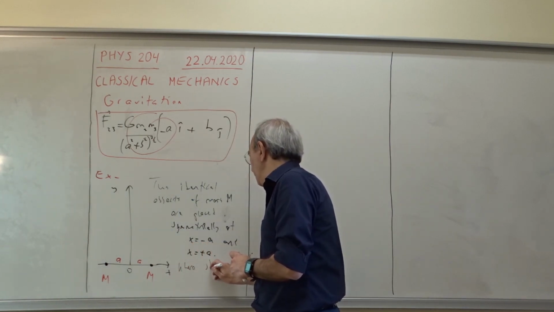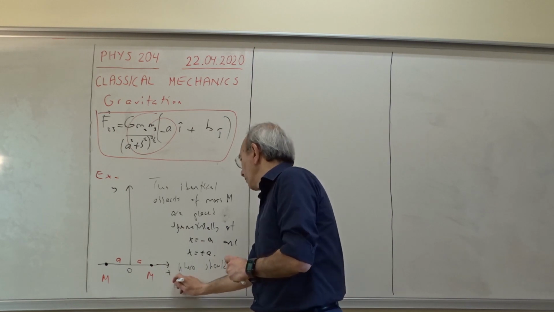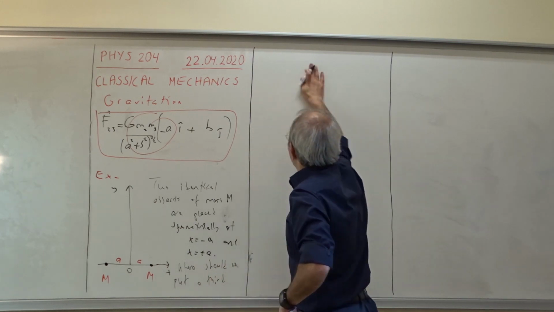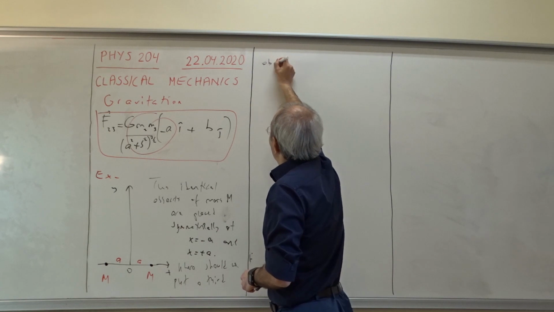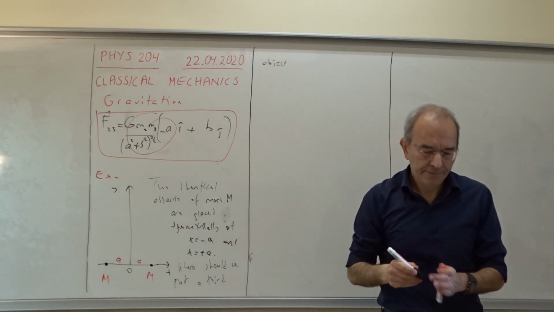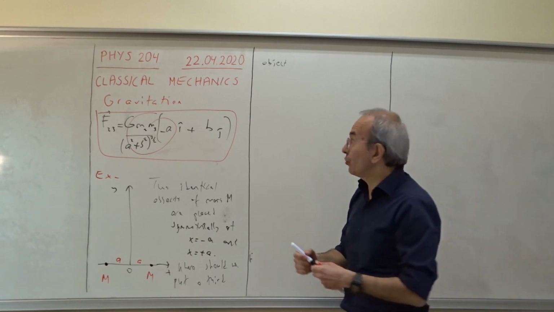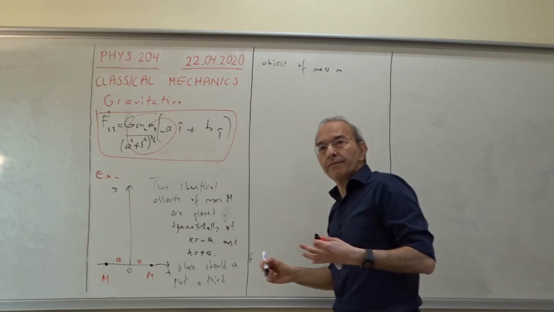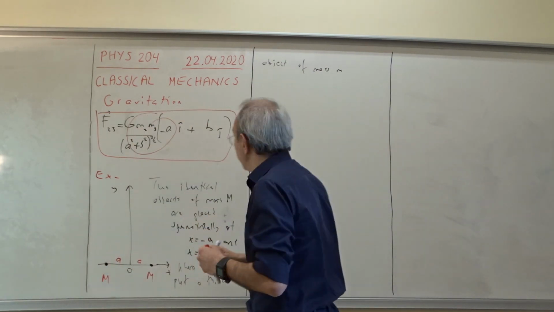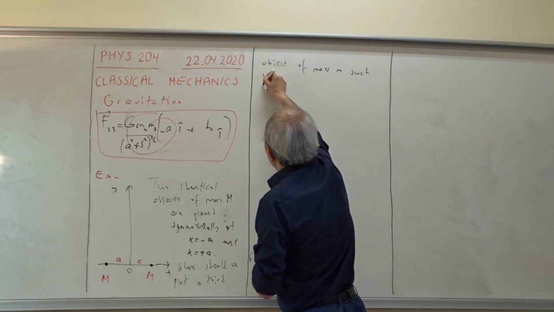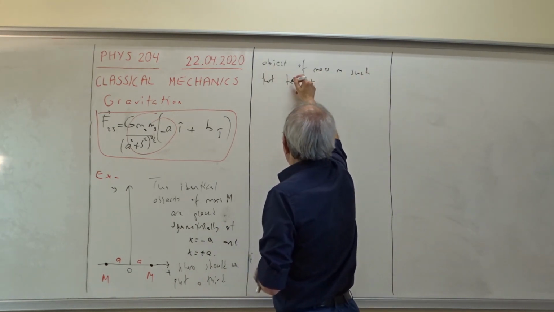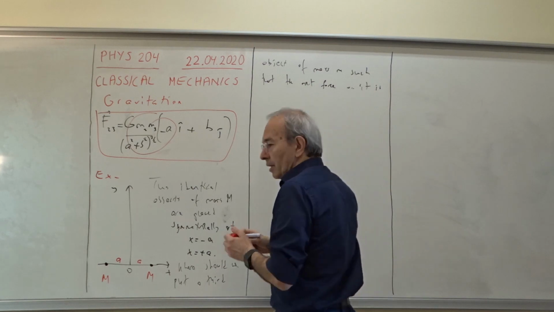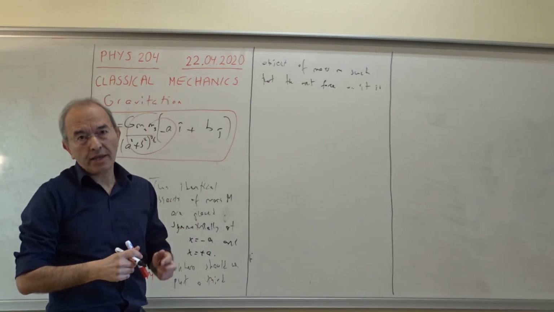Where should we put a third object of mass little m, such that the net force on it is A minimum, B maximum.